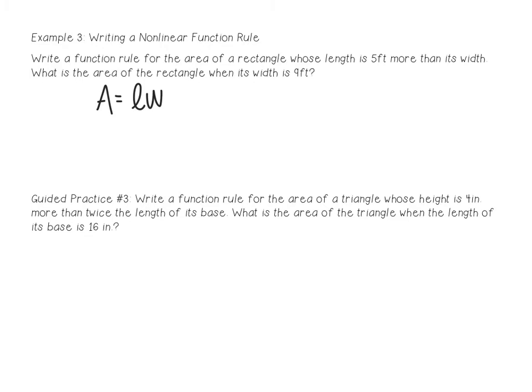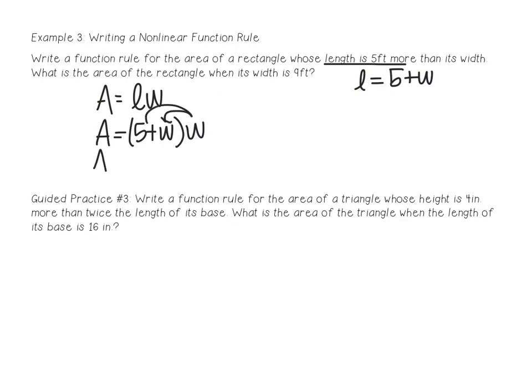I'm going to write the function rule whose length is 5 feet more than its width. So length is 5 plus W. So instead of length, we're going to put in 5 plus W, and then we're going to leave W like it is. Then we're going to distribute the W, and we get area equals 5W plus W squared. And that's going to be my function rule.